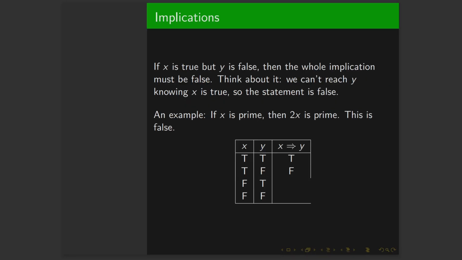But now, what if x is true but y is false? Then the whole implication is false. Let's say you assume that x is true, and then you try to show that y is true, but y can never be true because y is false in that case. Then you can never prove this. For example, if x is prime, then 2x is prime. This is false. Because even if x is a prime number, 2x will never be a prime number, so this implication is false.